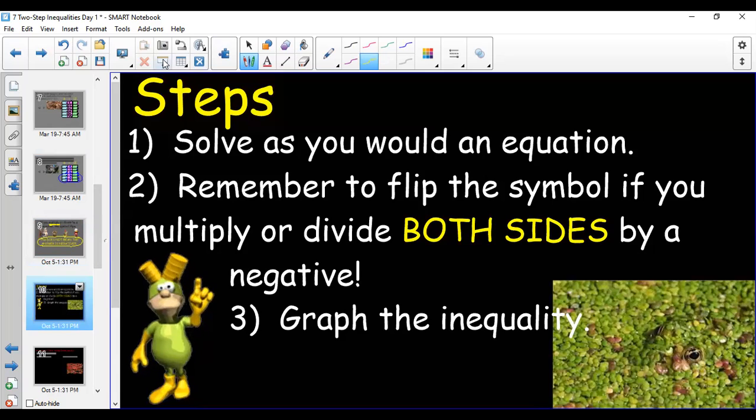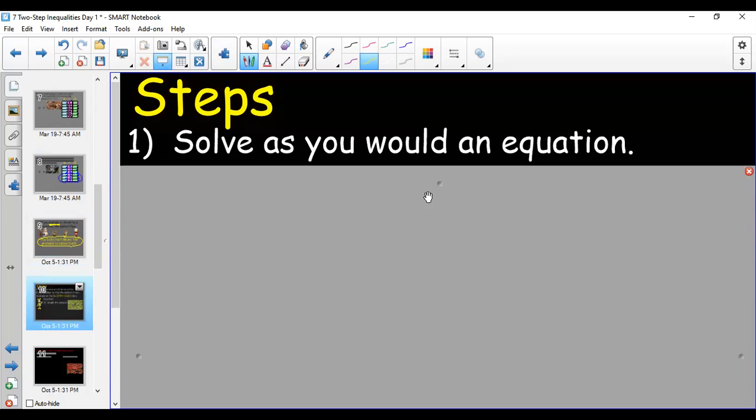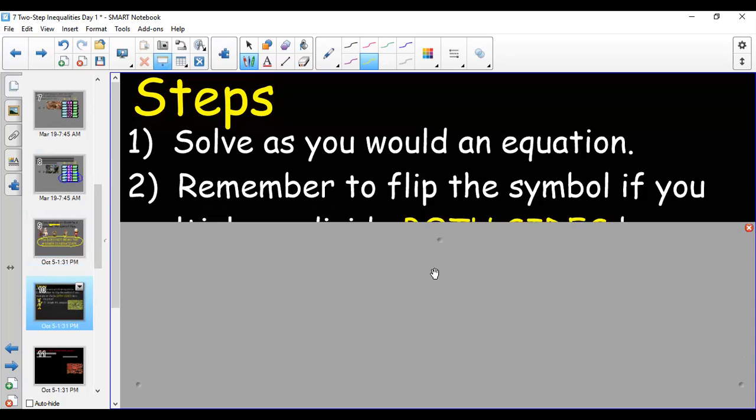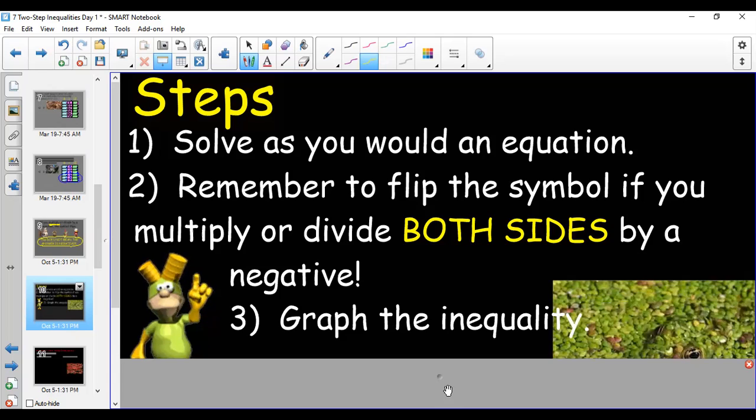All right, so here are the steps that we are going to write down in our notes. We are going to solve the inequality as we would an equation. But we have to be careful of that rule that we just discovered, that if you multiply or divide both sides by a negative, that symbol needs to flip. That's the trickiest part today. And step 3, we are going to graph our inequality.